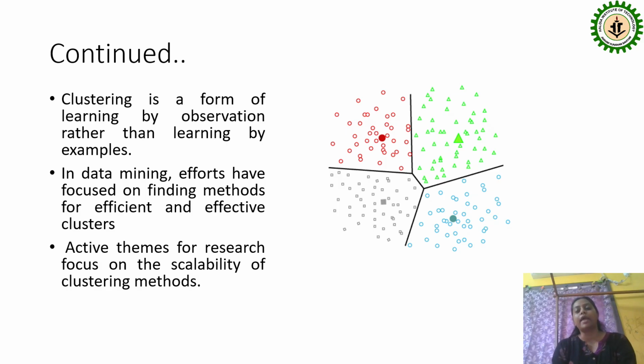See here in the diagram that there are four clusters, shown in red, green, purple, and blue color. And some geometrical notations are there. These are the centers of the classes, or centers of the clusters. Now, what is the significance of this center? From the center, we have to measure the distance of each data point, and the data points nearest to a particular center belong to that particular cluster. Now, clustering is a very active theme of research, focusing on scalability of clustering methods.